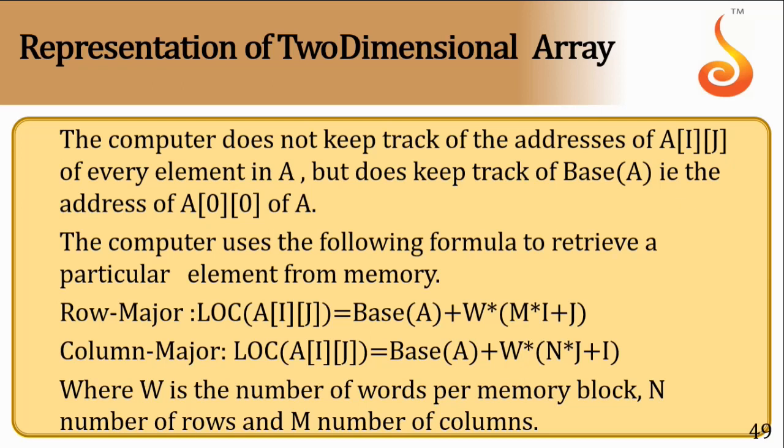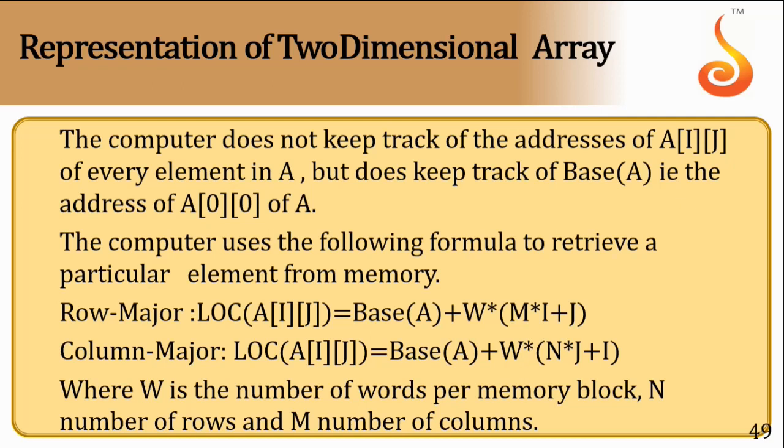That is the location LOC of an element A of ij, where i would be the row number and j would be the column number, is equal to base of A, that is the base address of the array, plus W, the word length, that is how many bytes is allocated for one value, into M. What is M? It is the total number of columns, into i plus j. Getting it? So this is the formula you need to learn if the elements of an array are stored in row major representation.